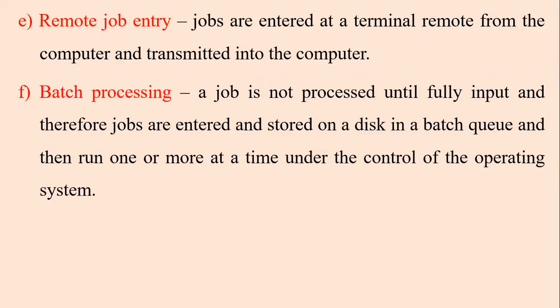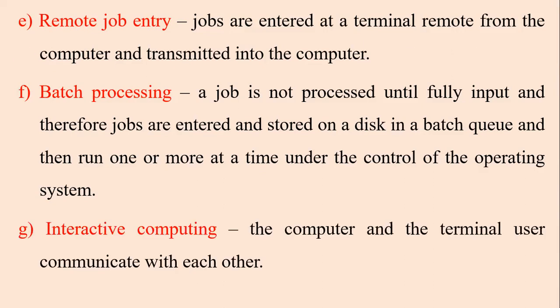Number six is batch processing. In this mode, a job is not processed until it is fully input, and therefore jobs are entered and stored on a disk in a batch queue, and then they are run one or more at a time under the control of the operating system. Number seven is interactive computing. In this mode, the computer and the terminal user communicate with each other.